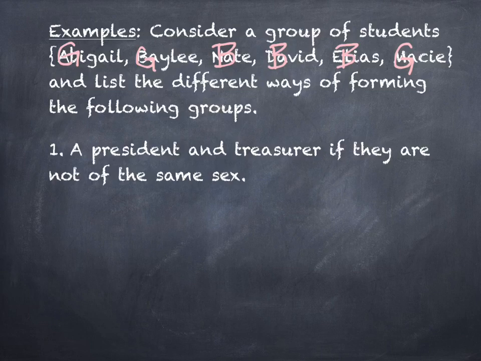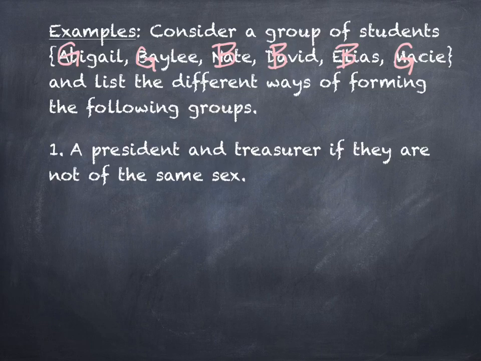Okay, all right, so let's take a look at the first question. We're going to create a group, and this group has a president and a treasurer, and the condition is that they're not the same sex. We've got one boy and one girl. Does that make sense for everybody so far? As we create our list, we don't want to do it haphazardly, because if we do, we're going to miss somebody or we're going to list something twice. One of the two things is going to happen. You're going to either get too many or not enough, and you may get the right number and still not have the right sets of people.